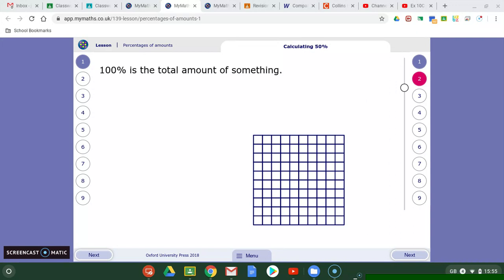Okay, so we're going to talk about finding basic percentages, like 50%, 10%, 25%, etc. We're going to talk about finding basic percentages of amounts.